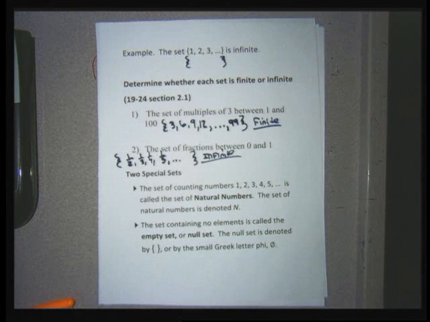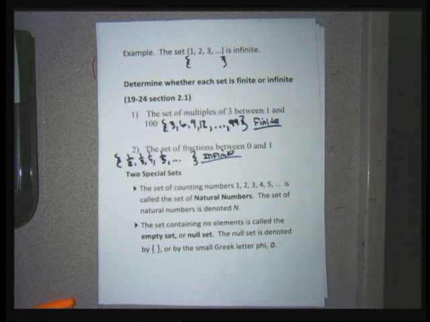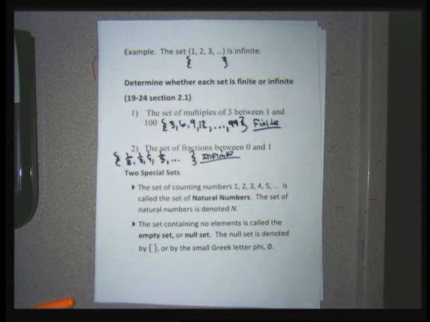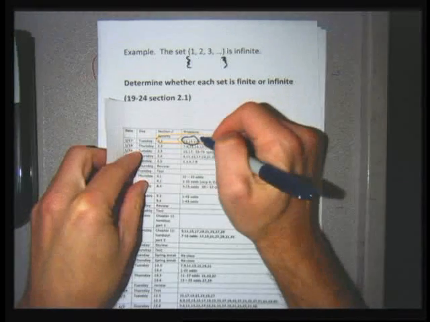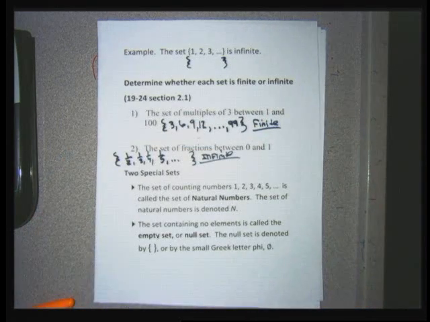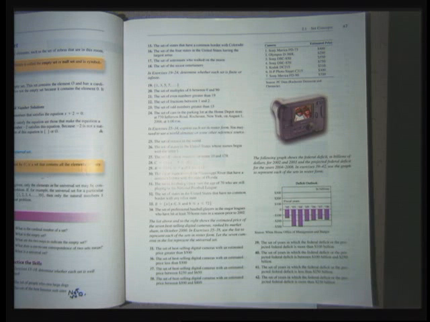set. Again, I don't have to list the elements down like I did in these examples, but it can't hurt to. If this was a problem in the text, the author would just say this is finite, that's infinite, and be done. So now we're supposed to be able to do problems 19 through 24 in section 2.1. And if I look at the homework, between 19 and 24, I ask you to do 19, 21, and 23. So you should be able to go to the text, find the problems 19, 21, and 23, and figure out if they're finite or infinite sets. They should match up nicely with the problems that I did.